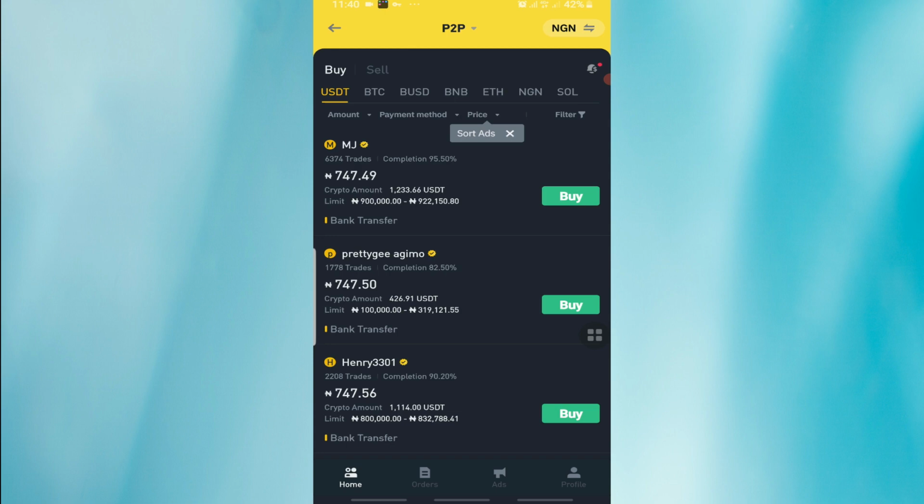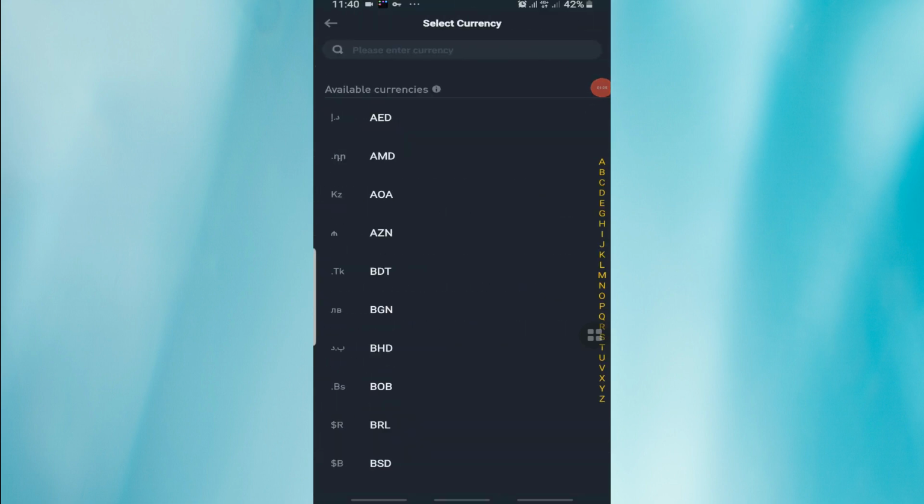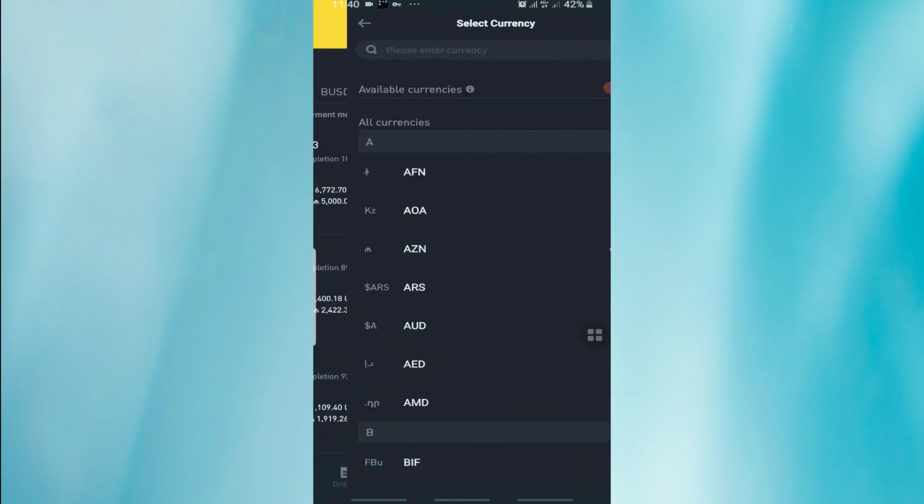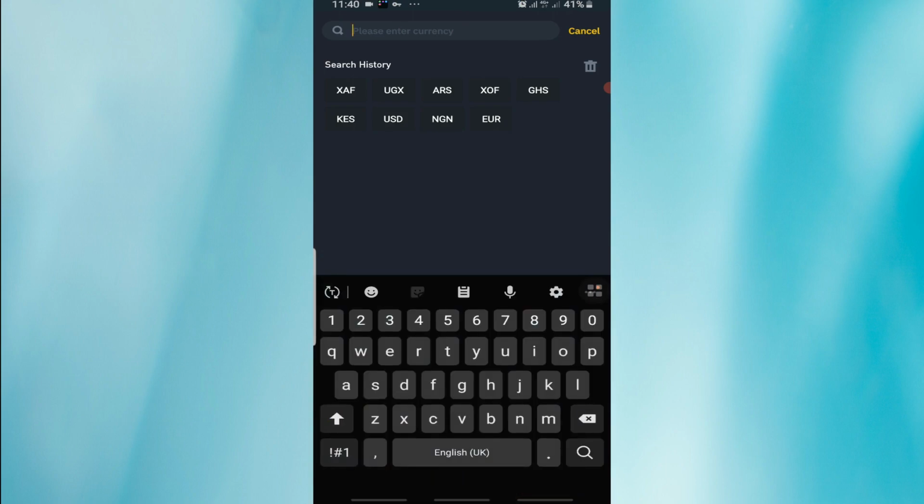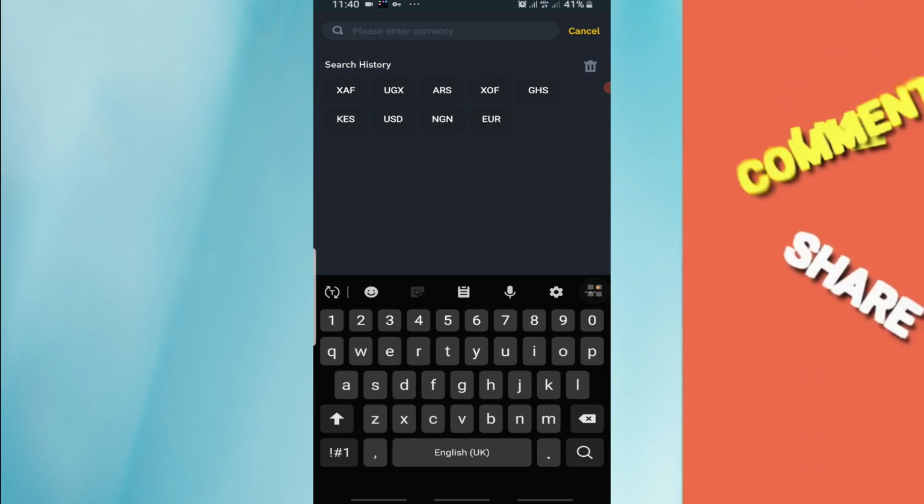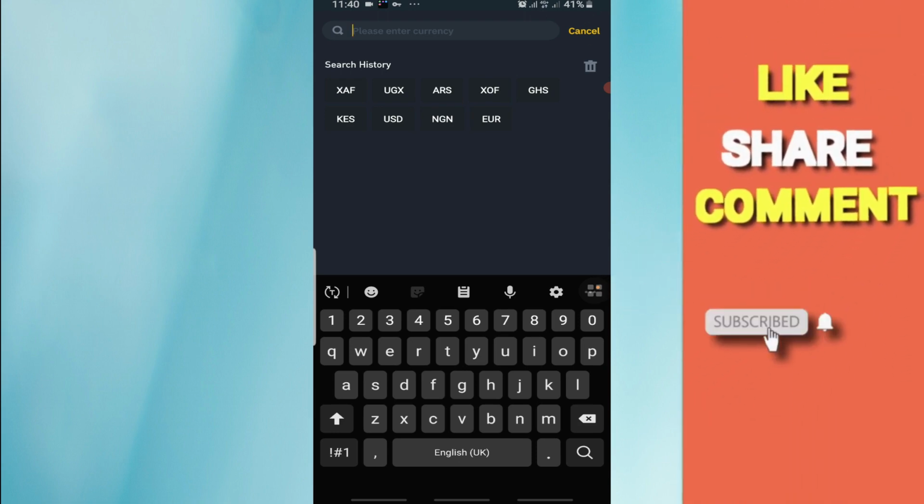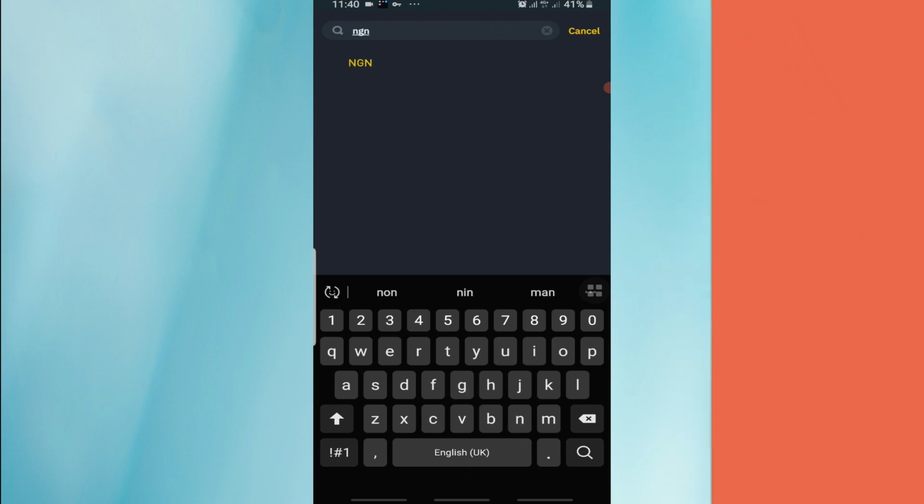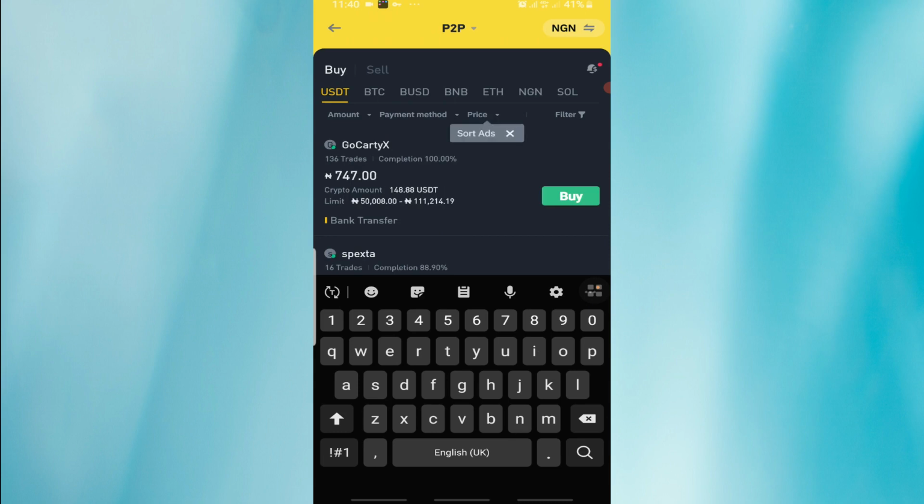Once you click on the right hand corner here, if yours is in USD or whatever currency it is, what you just need to do is to search for your country currency. It is abbreviated, like for Nigerian Naira it is NGN, for United States dollar it is USD, Kenyan shillings KES, and so on. Ghanaian cedis is GHS. So mine is NGN, so I'll be inputting NGN, and I'll select it right away.